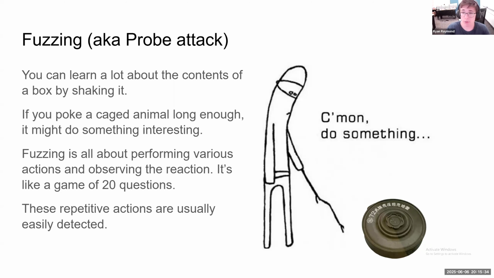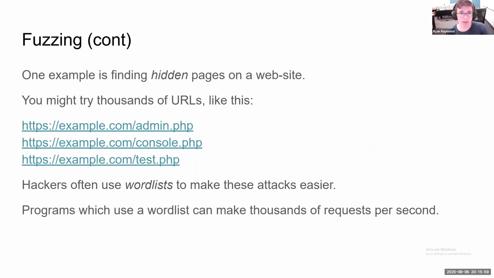Fuzzing is exactly like that. You perform many different operations in a somewhat random fashion to try to observe the reaction of the system. And this is one of the easiest things to detect because, I guess for various reasons that are out of scope, it's easier to detect fuzzing than it is to detect a DDoS attack. Fuzzing looks something like this.